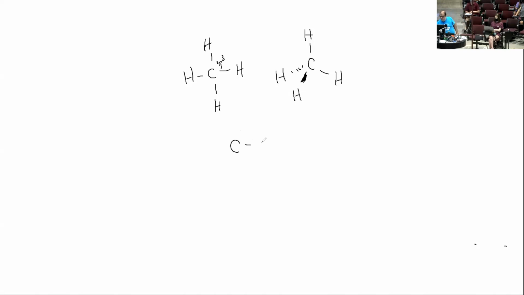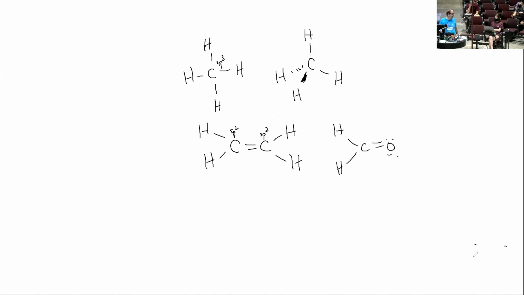sp2 hybridization comes in in molecules like ethylene, C2H4. So we need the sp2 hybridization in order to accommodate that double bond. And they don't have to be two carbon atoms. The same would be true of a molecule like formaldehyde, CH2O. Here I'm also putting in the lone pairs on oxygen. That carbon also would be sp2 hybridized. And in fact, so would the oxygen be.